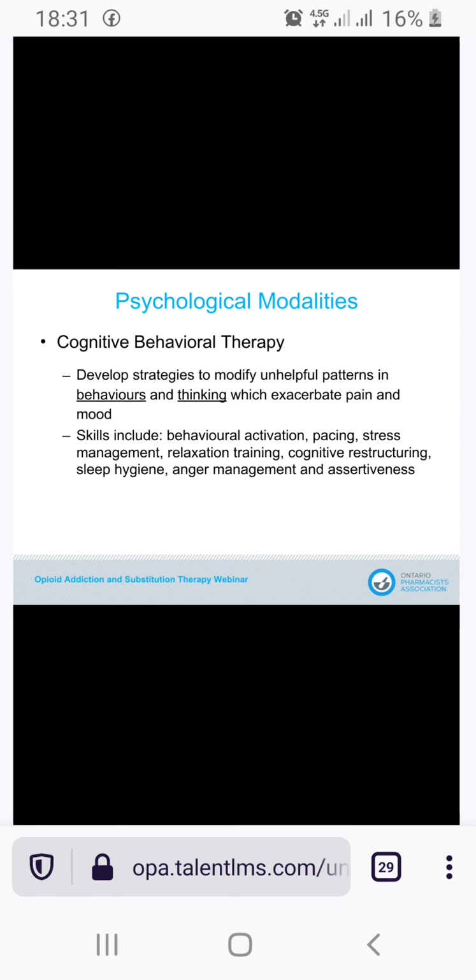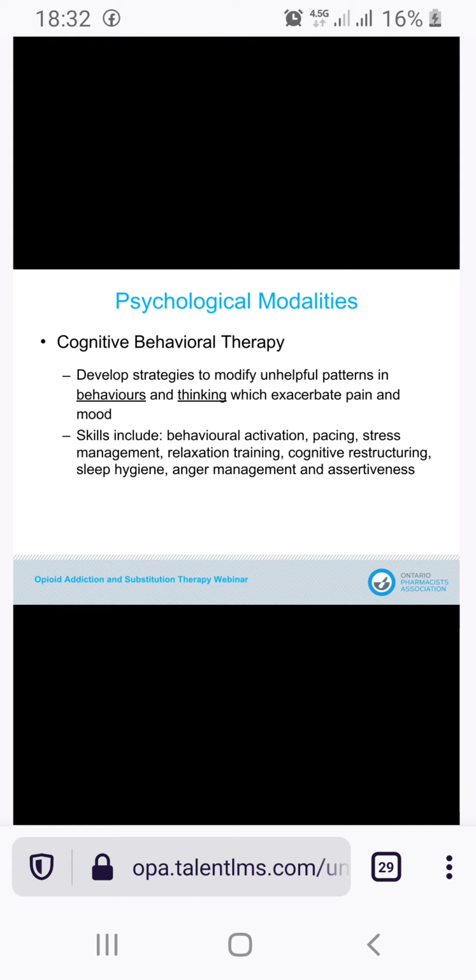The other big P, I guess, in non-pharms is the psychological modalities. And I've broken down to the two main types, and there's many other ones, but this is probably the two main ones that we offer in most pain programs. The first one being cognitive behavioral therapy, so CBT program. And the focus of this is to develop strategies to modify unhelpful patterns in thinking, which would lead to unhelpful patterns of behaviors, right? And some of these unhelpful patterns can lead to worsening pain experience and mood.